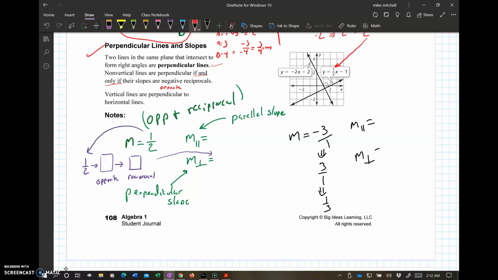Fill in the boxes. Remember, use your pause button. Try to answer things before I do. Just because I don't say pause doesn't mean you shouldn't pause. You should pause this. Try to fill in those blanks. Thank you for doing that.